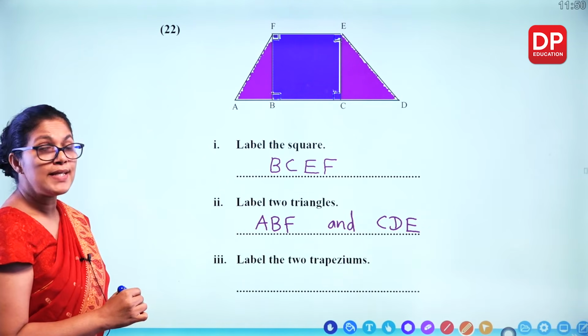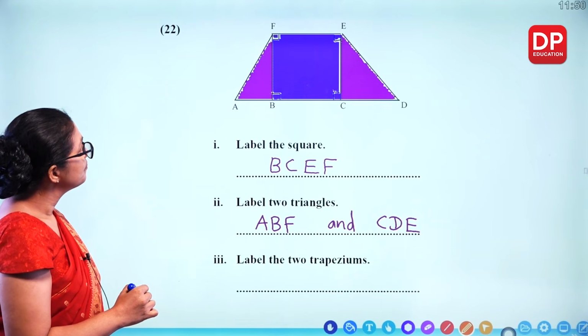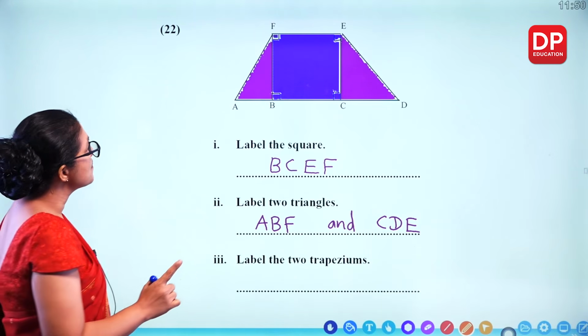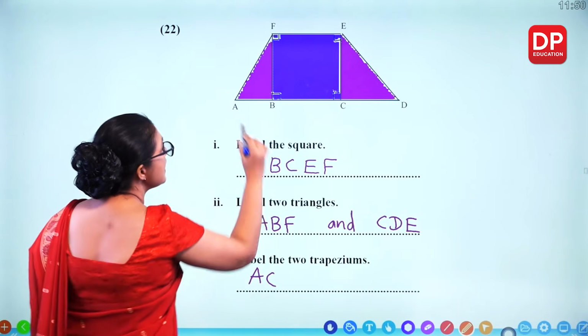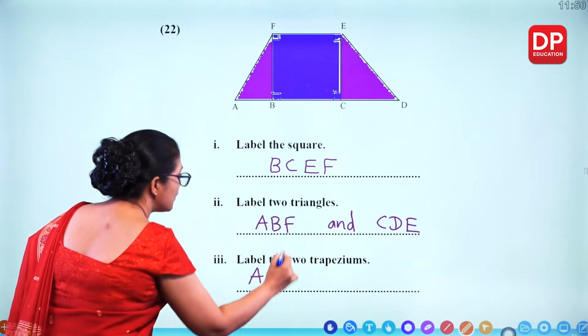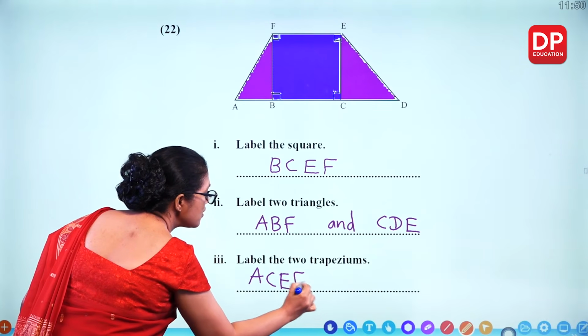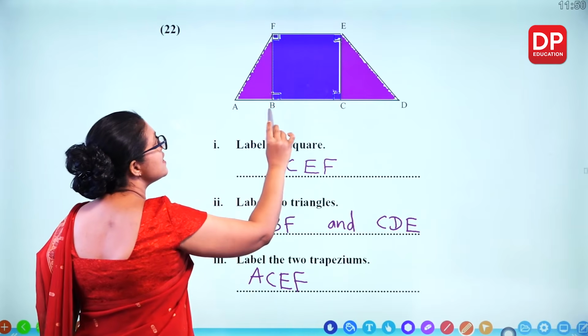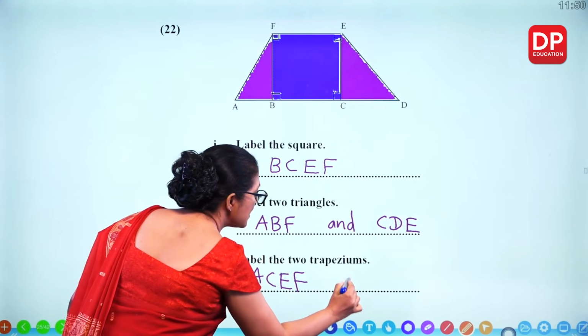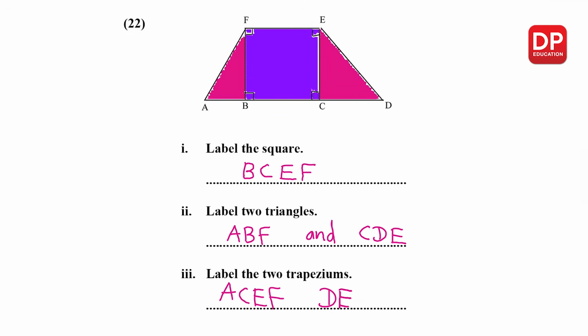Label the 2 trapeziums. Can you see 2 trapeziums? If you start from A, ACEF is one trapezium. If you start from D, DEFB. DEFB is the other trapezium.